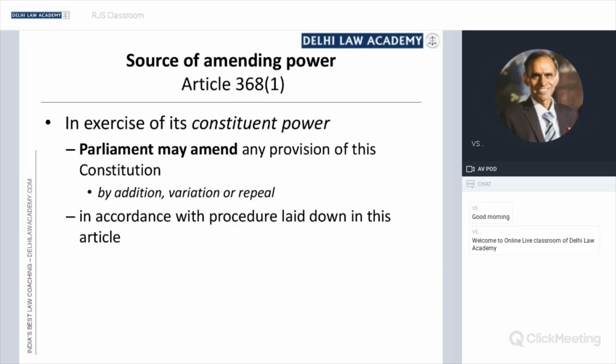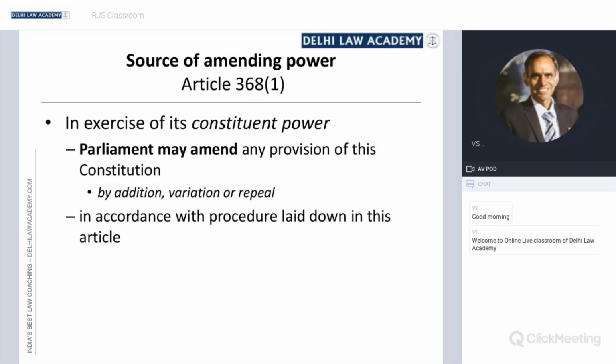I have given it the heading of source of amending power. So we can say the first clause of Article 368 contains the source of the amending power. In exercise of its constituent power, Parliament may amend any provision of this Constitution, and then there are 3 methods by which it can be so done, either by addition or by variation or repeal. And this has to be done in accordance with the procedure which is laid down in this article itself, in the very next clause.